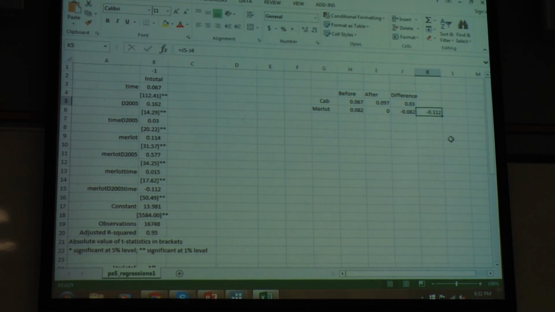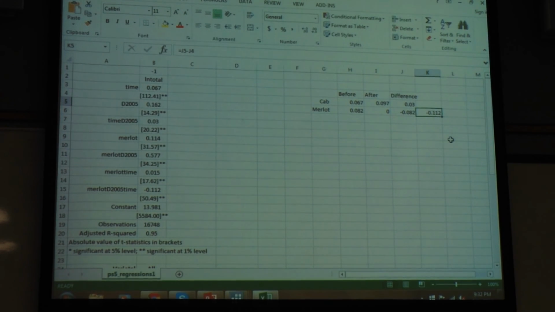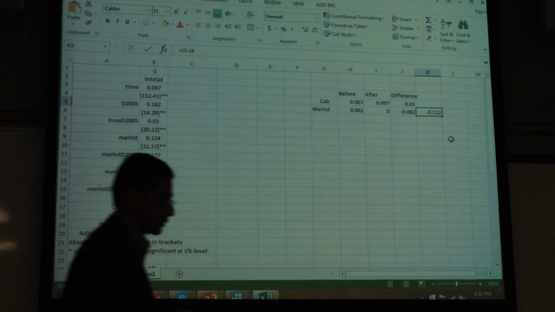So what we have is actually something like this. It looks like Cab actually grew by a slightly small amount, 3%, and Merlot fell. So the difference is greater than just that 8%, because if you account for the fact that Cab grew, then the difference is 11.3%. Scary. But when you see the problem set, they'll get scared.